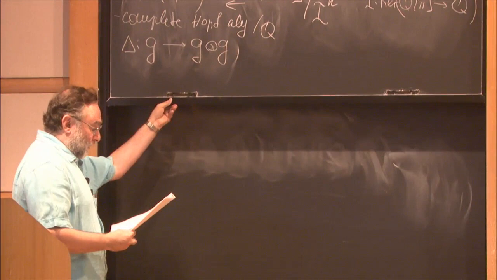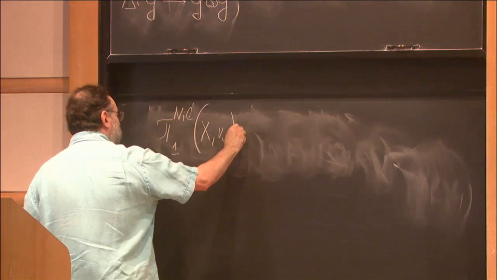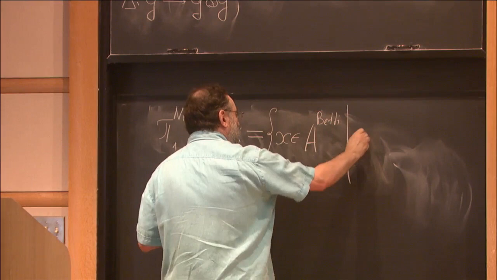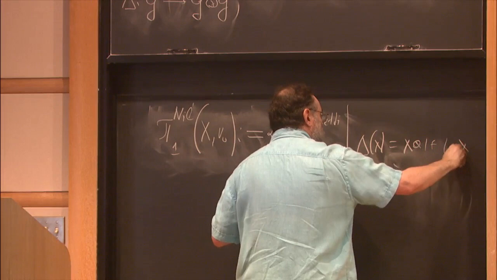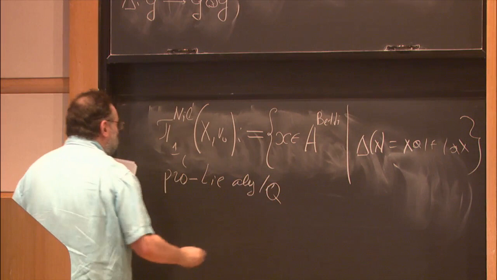So now, if you want to define pi 1 made nilpotent of my space X with base point V0, then this is just by definition the set of primitive elements in this A Betti, such that the coproduct of x is x tensor 1 plus 1 tensor x. And so this is naturally a pro-Lie algebra over Q. So this is the official definition of this pronilpotent completion of the fundamental group.